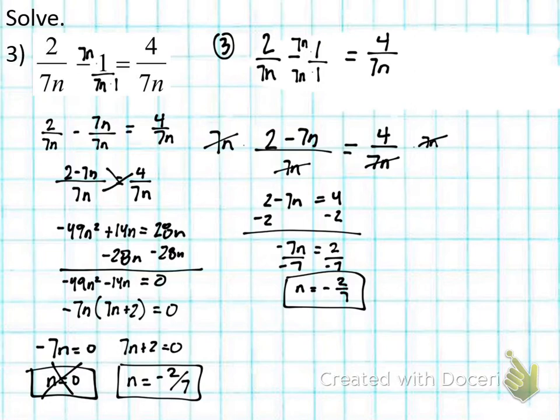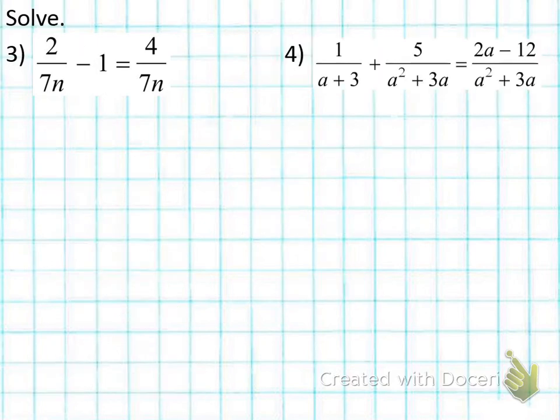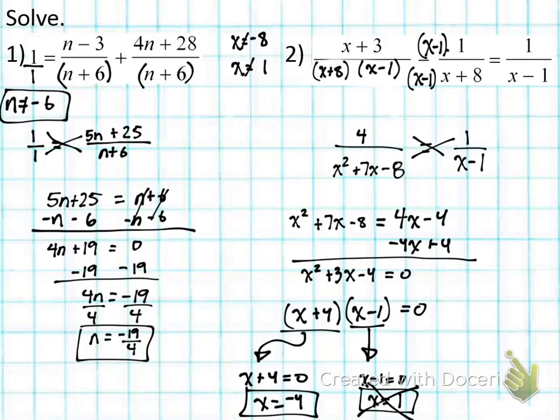Yeah. Okay. And I want you to look at number 2 again. When we cross multiply, did we have the same denominator?